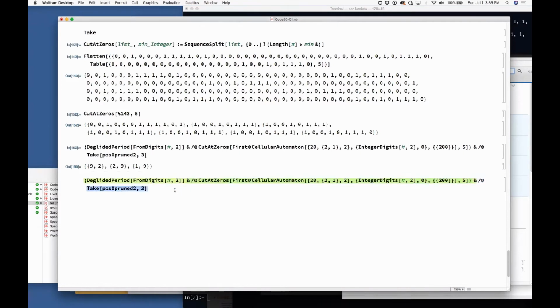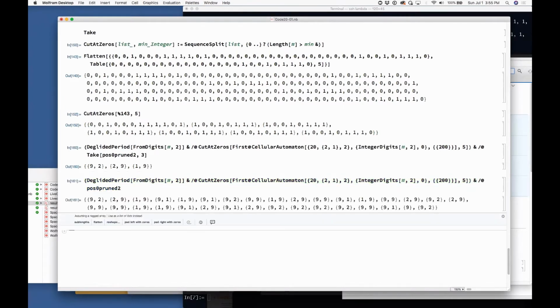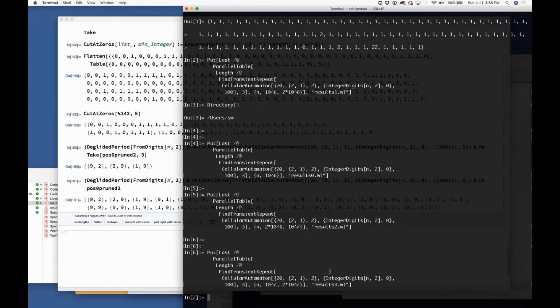So we can do the whole thing for pos 0 pruned 2. Okay, and everything is dead. They're all just gliders. Right? That's it. So up to size 2 million, we just verified that nothing else happens other than just gliders. And so now we've got our results 2 and results 3 are both done. So I have to copy them over here. Results 2.